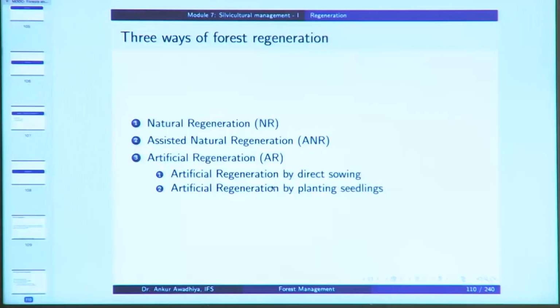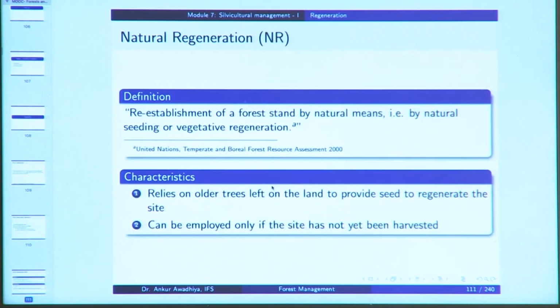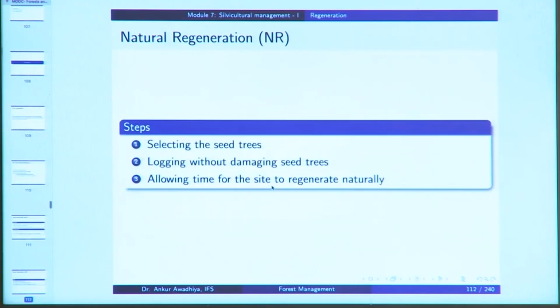Now, in the case of artificial regeneration, you can have artificial regeneration by direct sowing or by planting of seedlings. Now, natural regeneration is defined as re-establishment of a forest stand by natural means, that is by natural seeding or vegetative regeneration. It relies on older trees that are left on the land to provide seed to regenerate the site, and it can be employed only if the site has not yet been harvested.